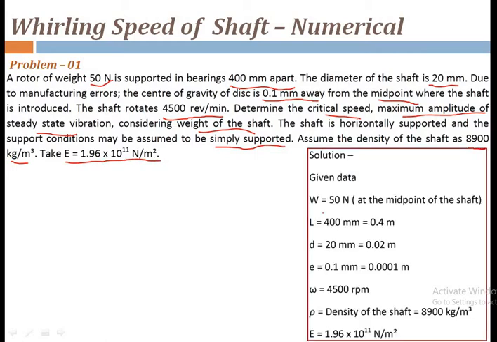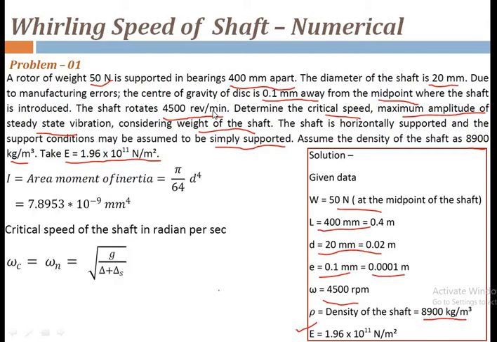So given data are capital W 50 Newton, which is at the midpoint of the shaft, length of the shaft 400 mm, 0.4 meter, diameter d 20 mm, 0.02 meter, eccentricity 0.1 mm, it means 0.0001 meter, angular velocity 4500 rpm, density of the shaft is 8900 kg per meter cube, and Young modulus 1.96 10 raised to 11 Newton per meter square. First calculate area moment of inertia capital I, that is given by pi by 64 d raised to 4. The value is 7.89 10 raised to minus 9 meter raised to 4.